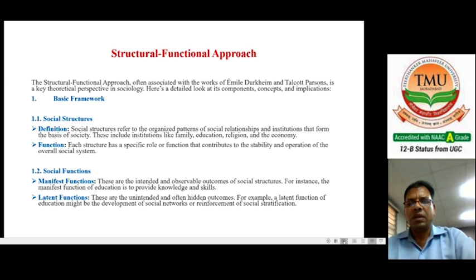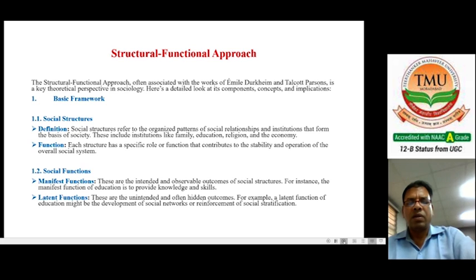And this overall system of functions is called the functions of the social structures, now called the social functions. In addition to social structures, in the structural functional approach, we have social functions, that is manifest functions. These are intended and observable outcomes of social structures. For instance, the manifest function of education is to provide knowledge and skills, and these are very important parts of the social functions.